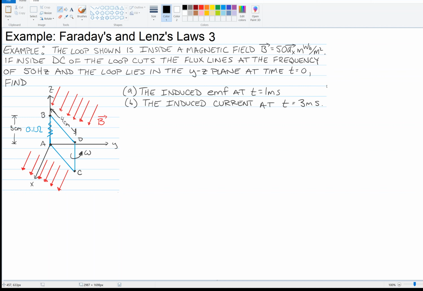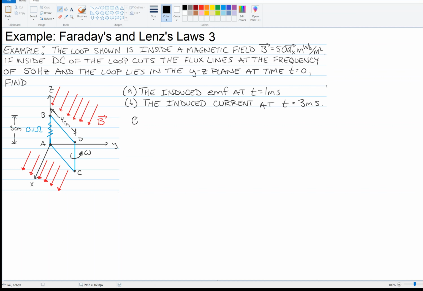Or if the angle, because there's a dot product involved, if the angle that the loop makes with the magnetic field lines changes, so that's what's happening here. This thing is rotating. Okay, so then we're going to have an induced EMF. All right, so let's find that angle actually.